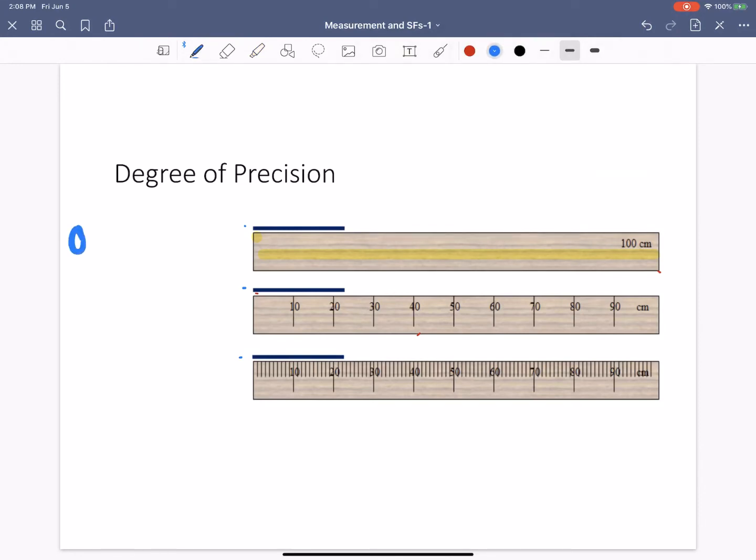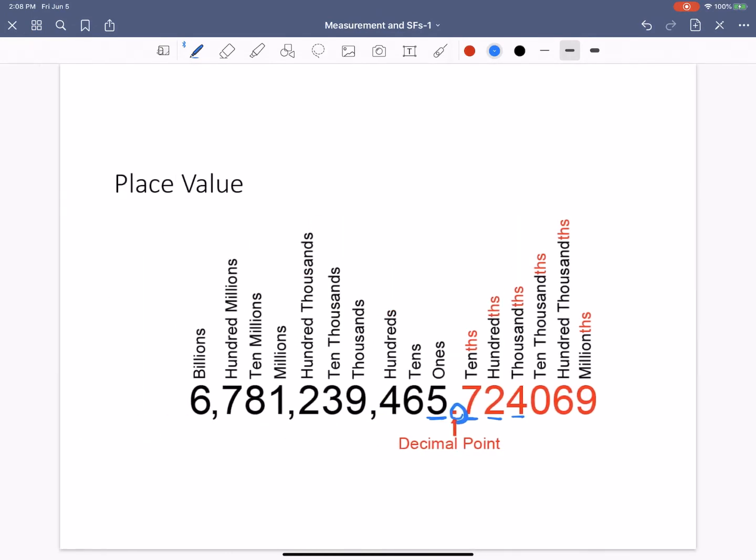And then I'm going to break this into 10 pieces. And I'm going to say the length of this object is more than 2, but less than 3. What is the next place? So I'm measuring in the hundreds.